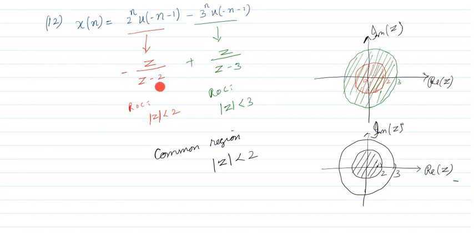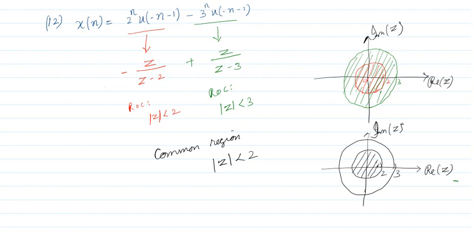Since it is an anti-causal sequence, ROC is less than 2. If it were causal, it would be greater than 2. If it were u of n, we would have put greater than 2. Here we have u of minus n minus 1, so ROC is less than 2. For the second, it is less than 3. I'm using two circles: the red circle has radius 2, the green circle has radius 3. For the first condition, less than 2, it is inside. For the second condition, less than 3, it is the green lines, which is also inside.